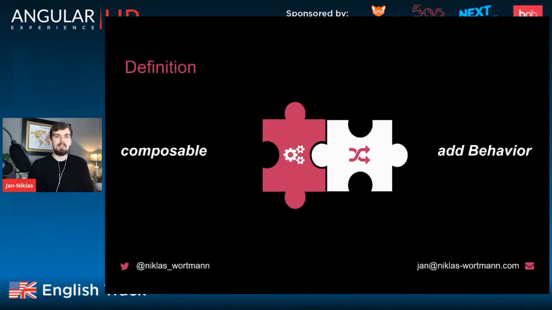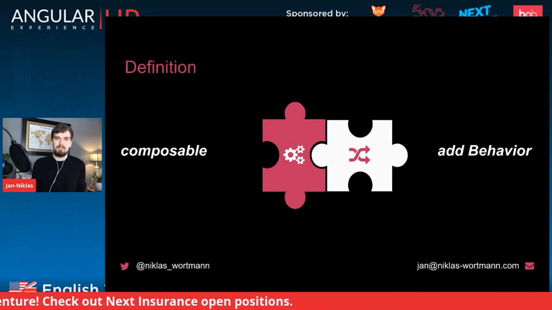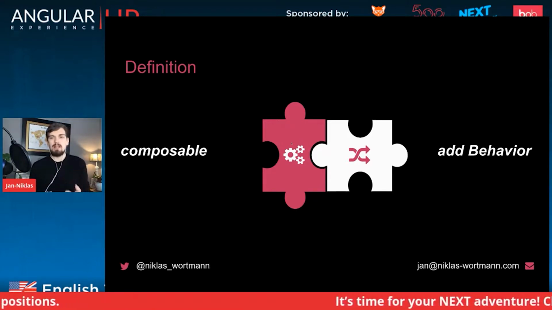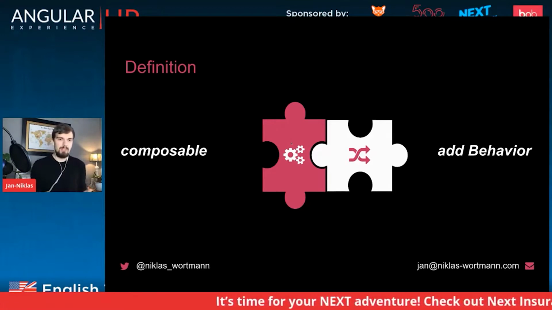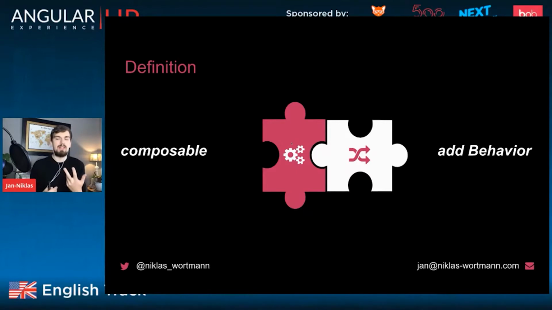This is still very technical. I want to take a step back and talk a little bit about the definition of operators. I know the RxJS documentation is lacking this information a little bit, but from my point of view, an operator is defined by two key criteria that need to be fulfilled. One is that it has to be composable, and the other is that it has to add behavior to some extent.